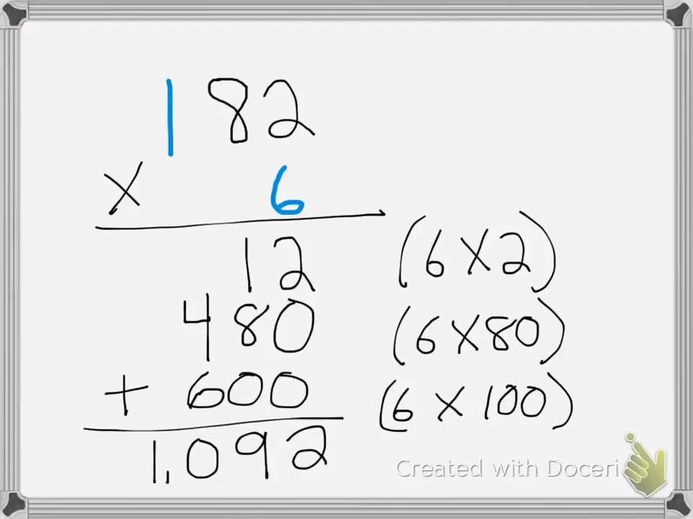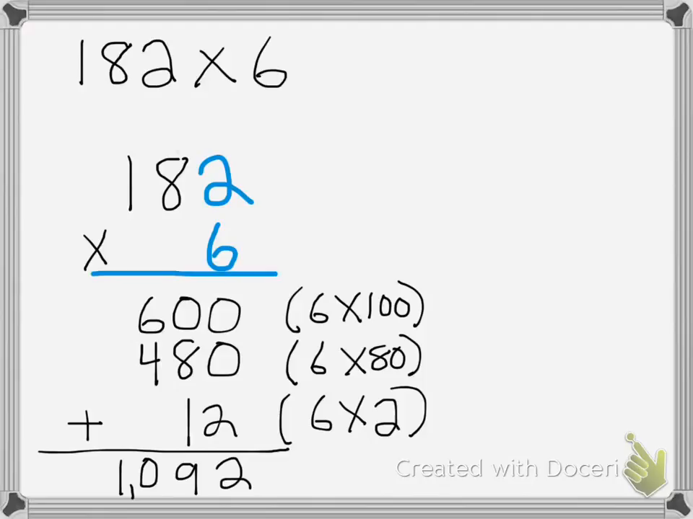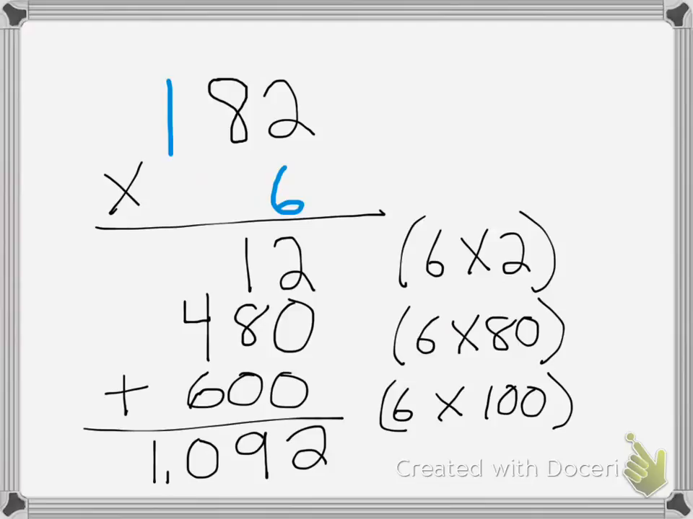Let's take a look back here. In this particular method, we started in the ones, so we have 12, 480, and 600 as our partial products in that order. And in this method, it's just the reverse, because we started in the hundreds place and ended in the ones place. In this second method, this kind of gets you ready for the traditional algorithm, which is why I'm asking you to do it in this order rather than the other order.